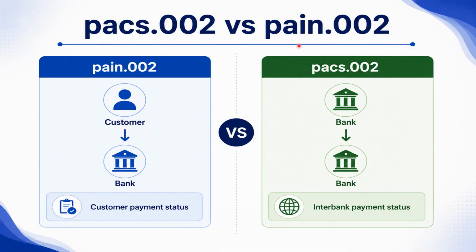pacs.002 versus pain.002. These two messages are often confused. Pain.002 is exchanged between the customer and the bank to report the status of customer payment initiation messages. pacs.002 is exchanged between banks to report the status of interbank payment messages such as pacs.008. Remember this difference for interviews.